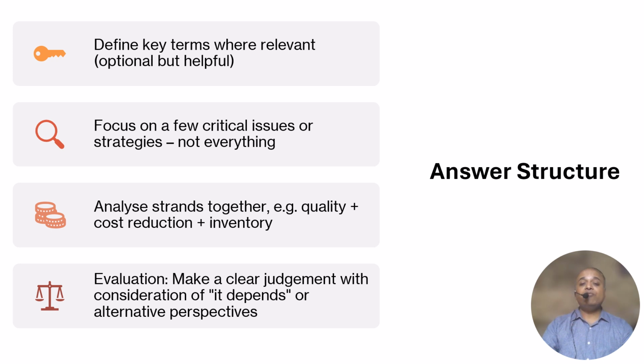Step 4. End with strong evaluation, not just yes or no. Top band answers don't just make a recommendation, they consider different perspectives. Use the classic it depends approach. Will the strategy work in the short term and long term? Are there risks or better alternatives? Does the company have the resources to pull this off? Example, while lean production may reduce cost, it depends on whether the workforce is trained enough to implement it successfully. Otherwise, it could lead to confusion and even more wastage.